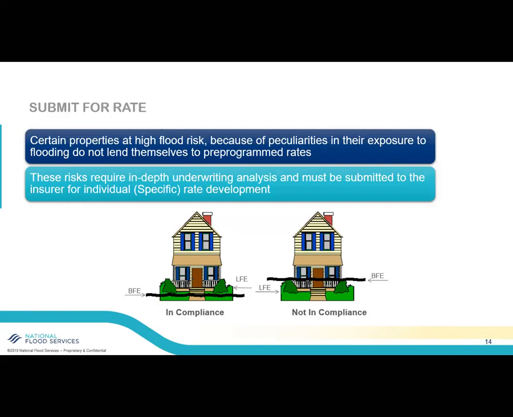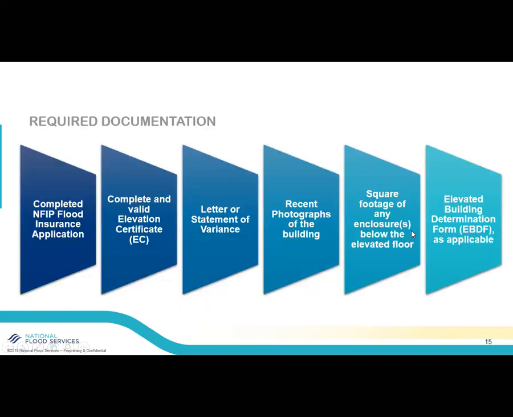So in our slide, we have two different houses. The one on the left has its living floor elevated above your base flood elevation where your flood risk is. Those are typically going to be your pre-programmed rates. You can put it in on your flood system and you're automatically going to get a rate spit out. The house on the right has its lowest floor below the base flood elevation, and it's not compliant. Depending on how far that lowest floor is below the base flood elevation determines if the NFIP has to take a closer look into those specific properties.